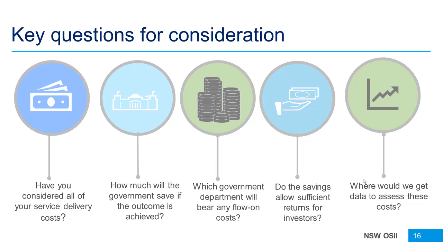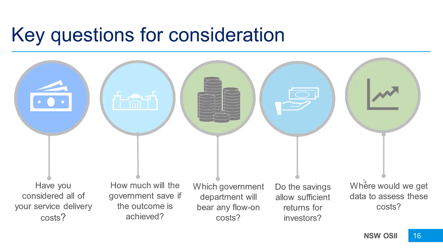This in turn leads to the question, how much will government save? And will that be sufficient to incentivise government to enter into a contract? Next, you need to have a clear understanding of which government departments will bear the cost of entering into the social impact investment, and also which departments will receive the benefits from a successful outcome in your contracting arrangement. It's important to understand these because these will be the departments who are your partners throughout the life of the investment.